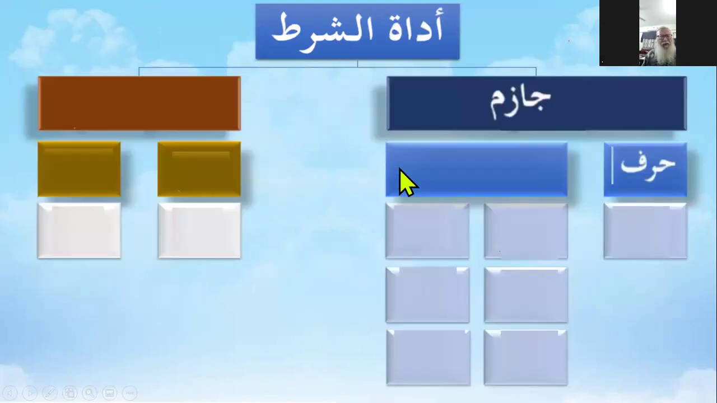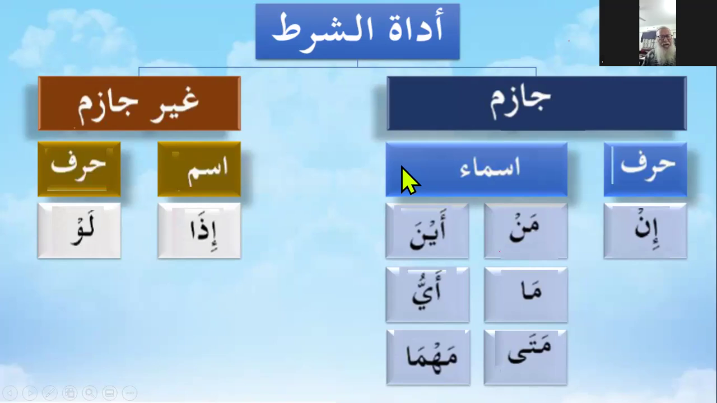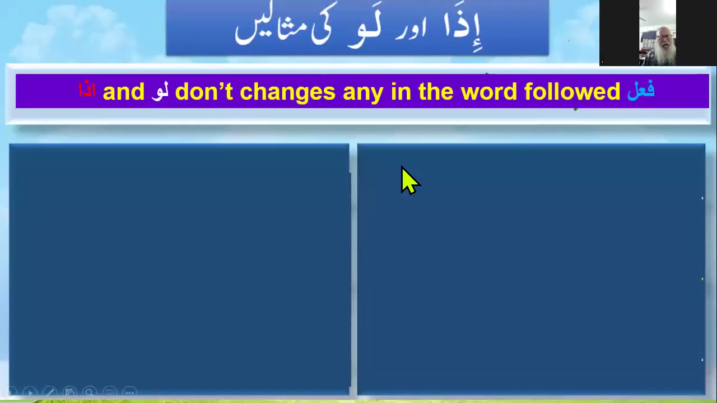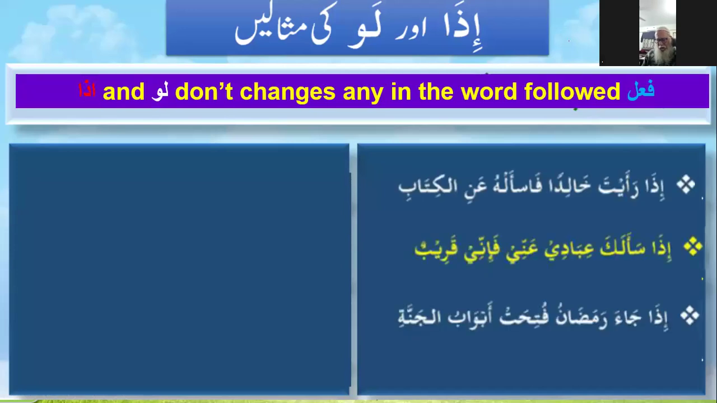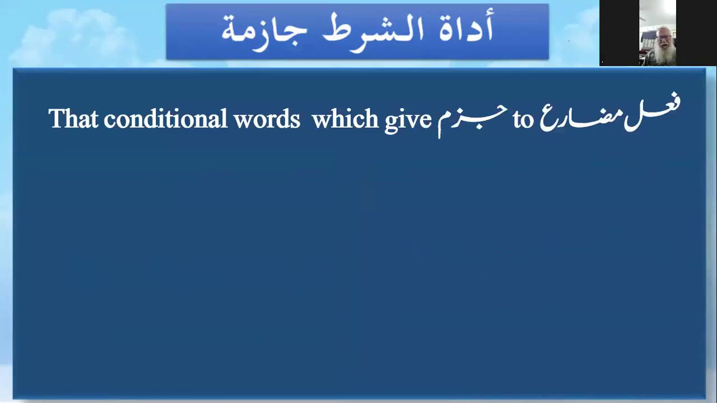Then we saw jazim, the harf and asma: man, ma, mata, aina, ayyu, mahma. The ghair jazim's ism was iza and harf is law. Then we saw the examples and the difference between iza and law. In law there is no fa, in iza there is fa, maybe or may not.